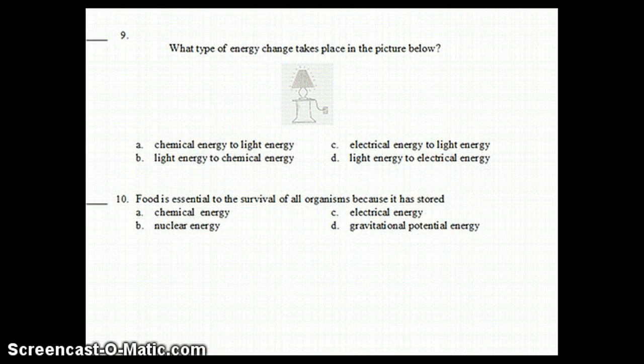Number 9, what type of energy transfer takes place in the picture below? Is it A, chemical energy to light, B, light energy to chemical, C, electrical energy to light energy, or D, light energy to electrical energy? Number 10, food is essential to the survival of all organisms because it has stored A, chemical energy, B, nuclear energy, C, electrical energy, or D, gravitational potential energy.